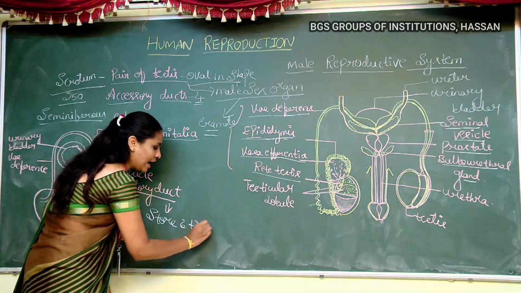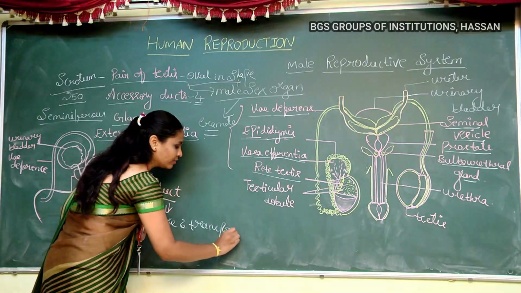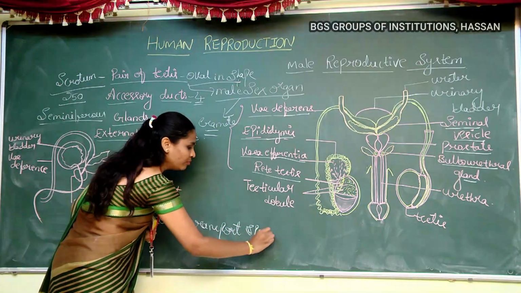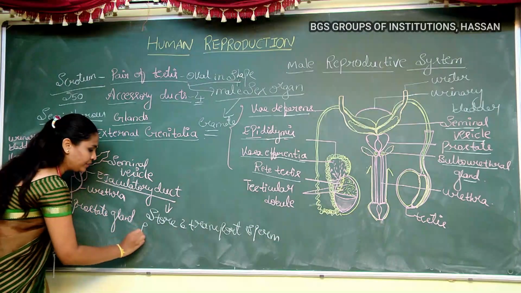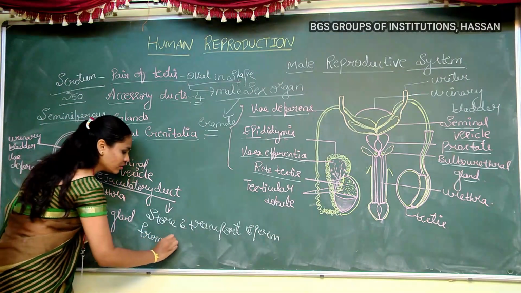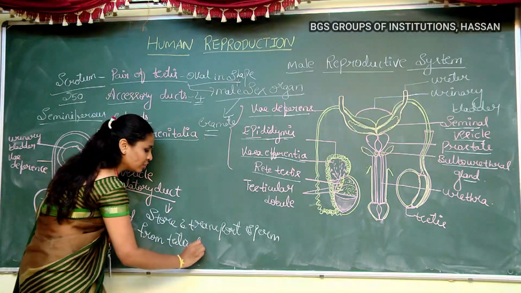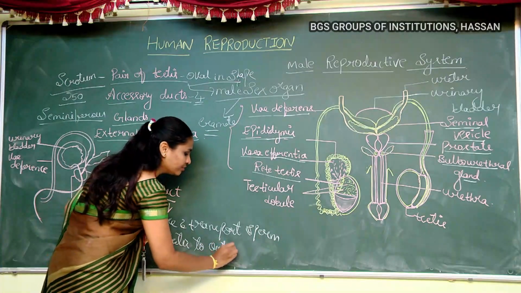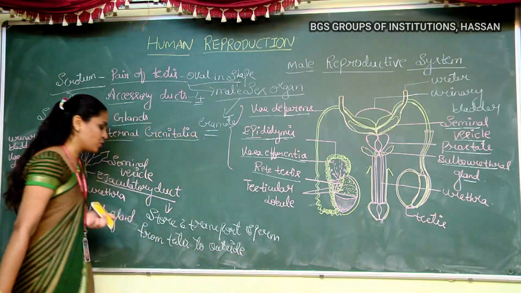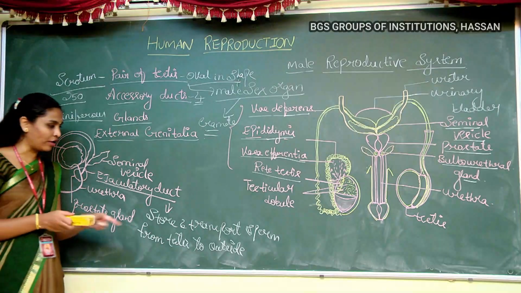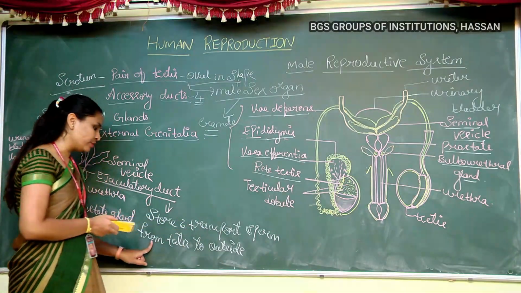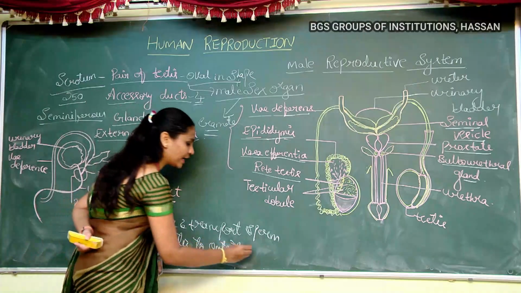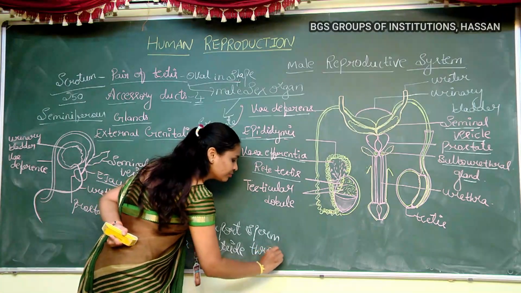Store and transport sperm from testes to outside. So the ejaculatory duct stores and transports sperm from testes to outside through the urethra.